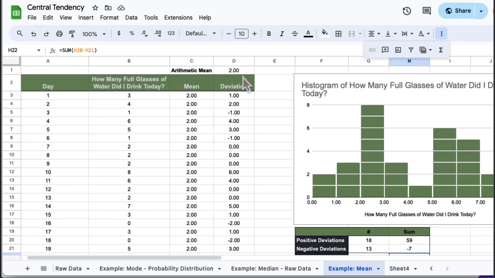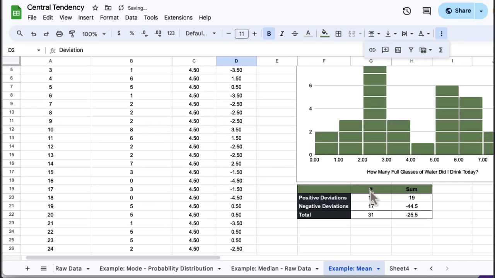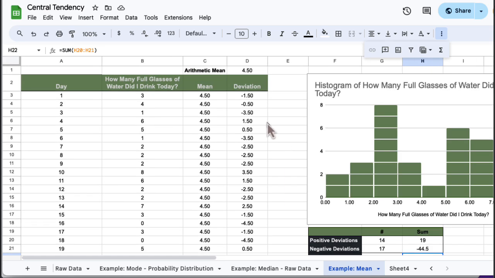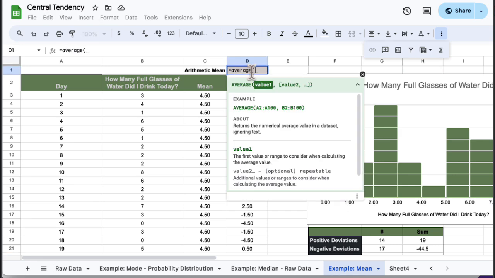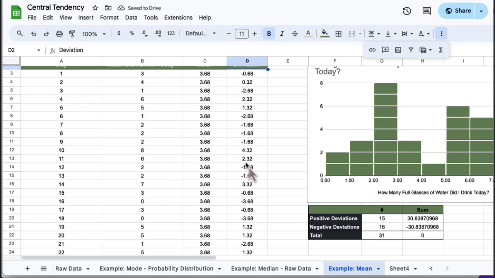What if we had gone with a value like 4.5? Well, in that case, the negative deviations win. We're at negative 25.5, 19 positive deviations, sum total of 44.5 negative deviations. So you get the idea. It is only the mean average of my data that will perfectly balance out the positive deviations with the non-positive deviations.